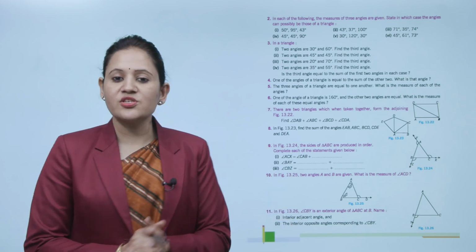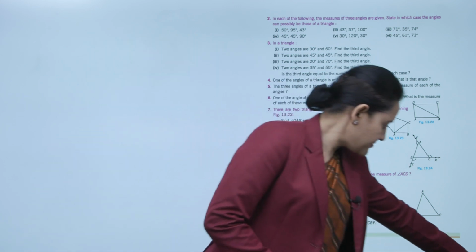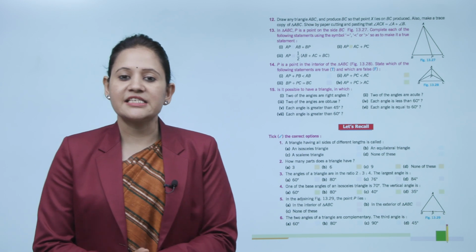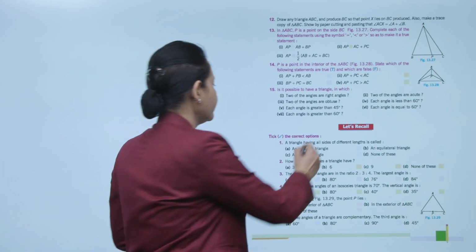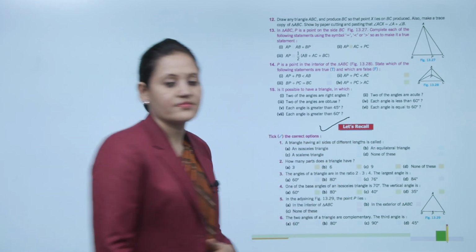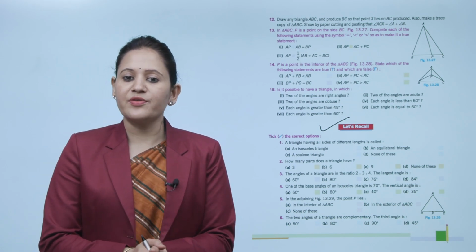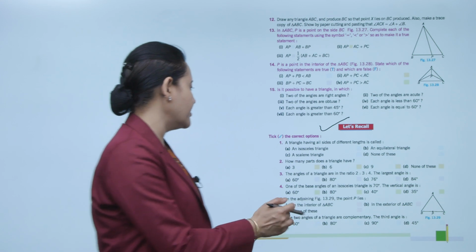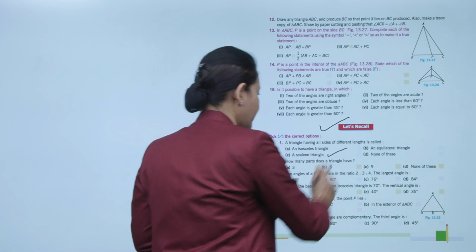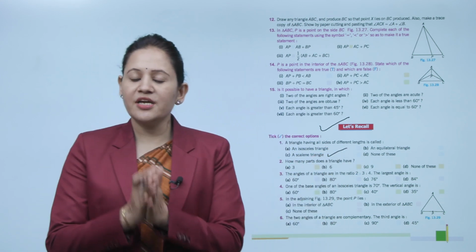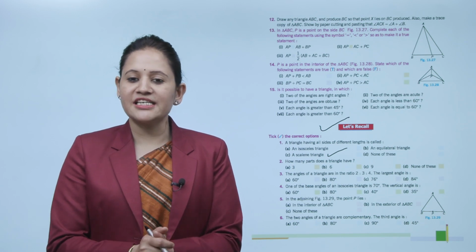Practice all the questions of this exercise. Next is, let's recall. Take the correct option. A triangle having all sides of different lengths is called a scalene triangle. So C is the correct option here. So here we end the chapter. I hope you understand it well. Now you have to practice it.